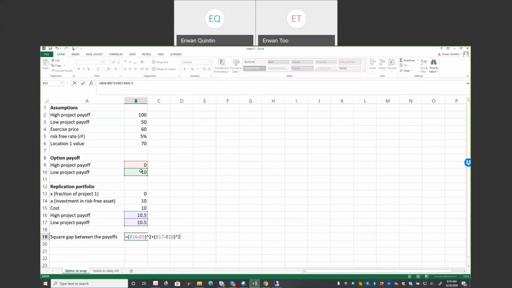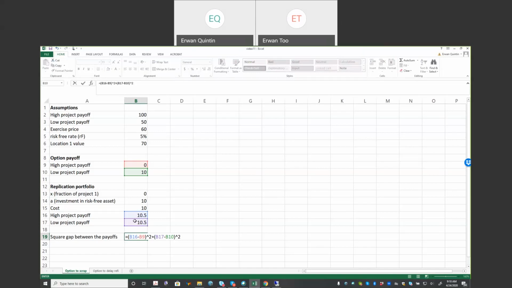Okay, so let's look at this objective function. This number here is going to be positive whenever there is a difference between the payoffs of the option and the payoffs of my replication portfolio. The difference could be in the first state when the project is worth a lot, or when the project is not worth a lot. It does not matter. When this formula is 0, it means that the two payoffs are exactly the same in both cases. The only way this is going to be 0 is if those two numbers here are equal to those two numbers, which is exactly what I want to replicate my option payoff.